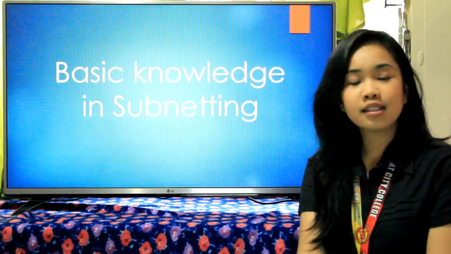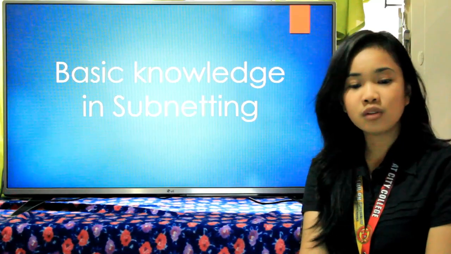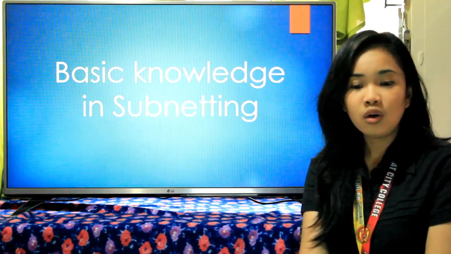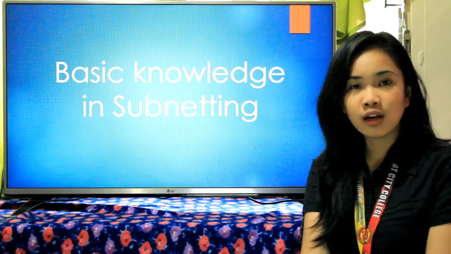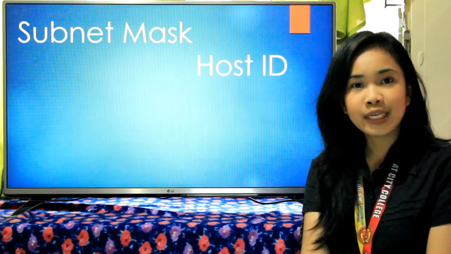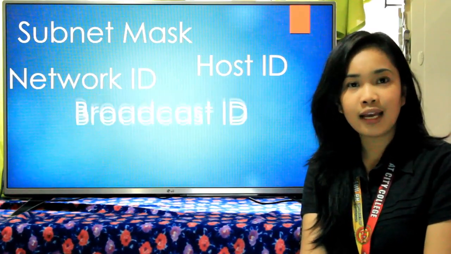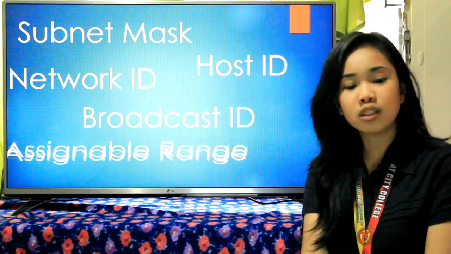And now we will use a simple way of subnetting. Nonetheless, in order to understand subnetting, we need some basic knowledge like subnet mask, host ID, network ID, broadcast ID, and assignable range.